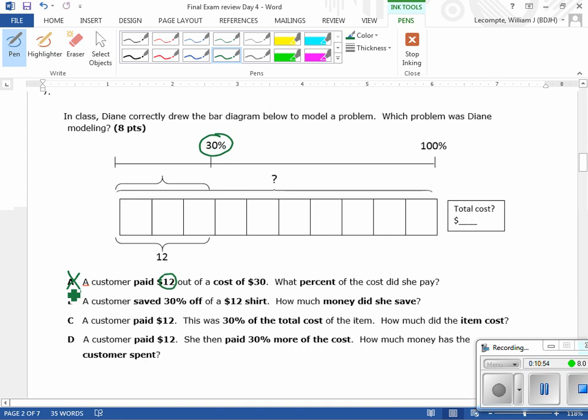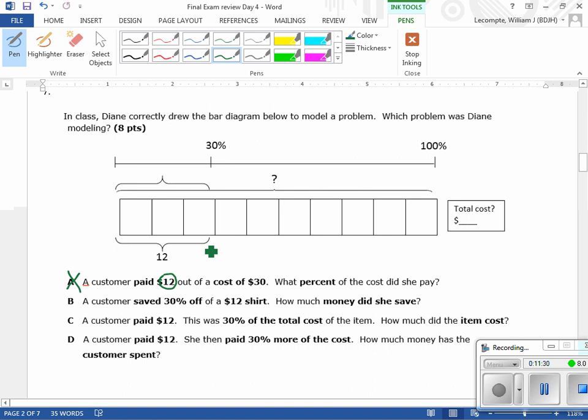B, a customer saved 30% off of a t-shirt. So there's the 30%. Off a t-shirt, a $12 shirt. Okay, well, if I had a $12 shirt, then that would be the total cost down here. And if I saved 30%, then each one of these would have 1.2 in it. And that would not be the correct choice either, because that only adds up to 3.6. So that's not the correct answer as well.